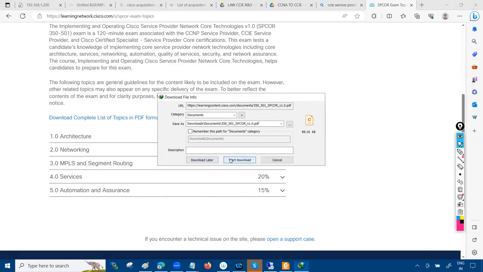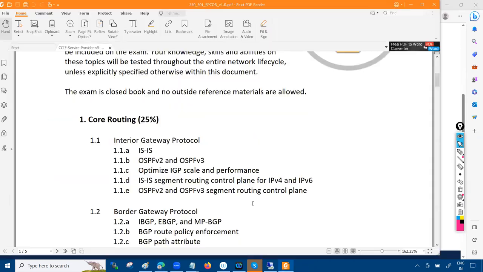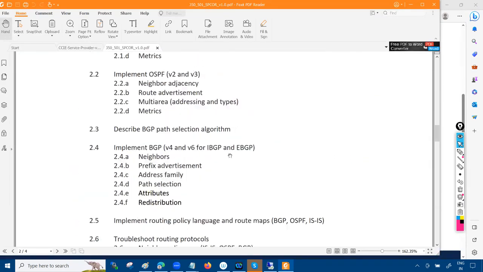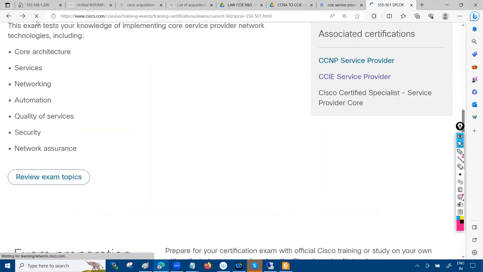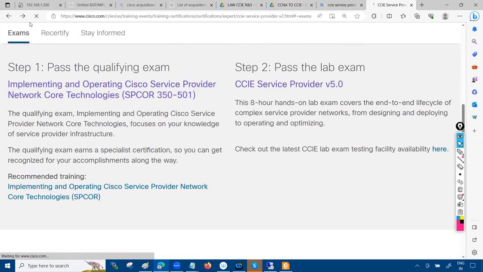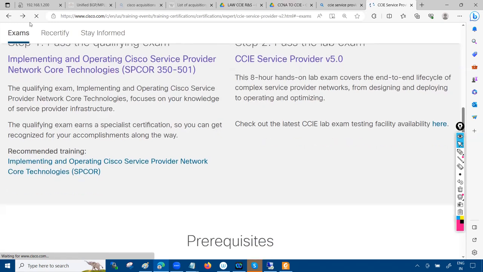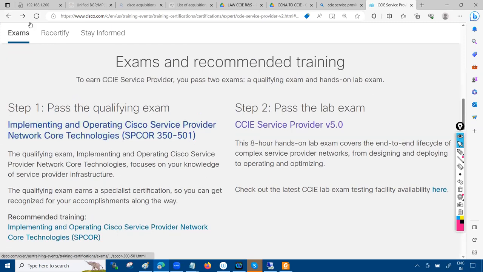Okay, got it. And the second exam, I think there are 2 exams, isn't it? I think it's only one exam for the CCNP, not 2. There's only one exam, the SP core. ENCORE is for enterprise. For the service provider, there is only one exam, and after that you can go with the lab.